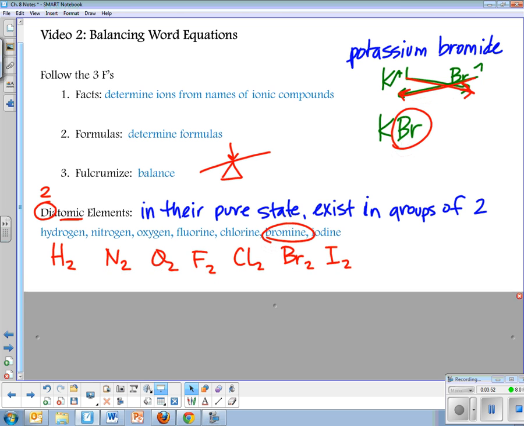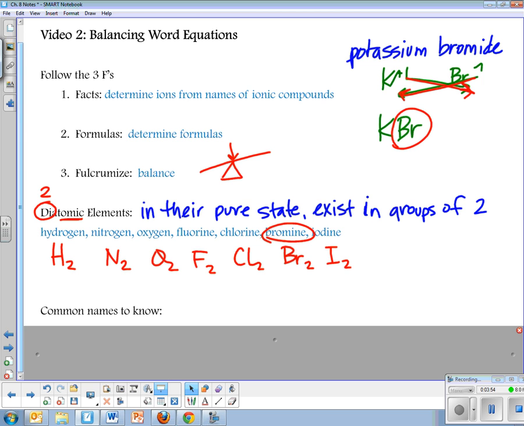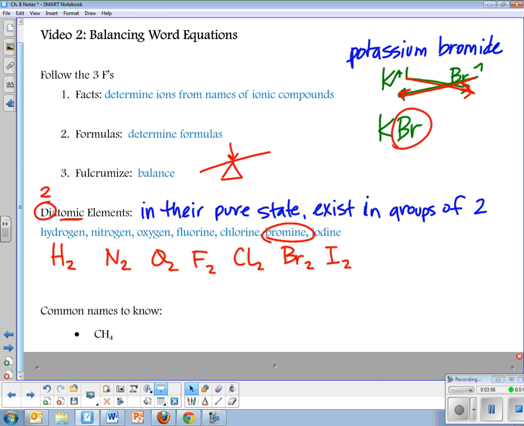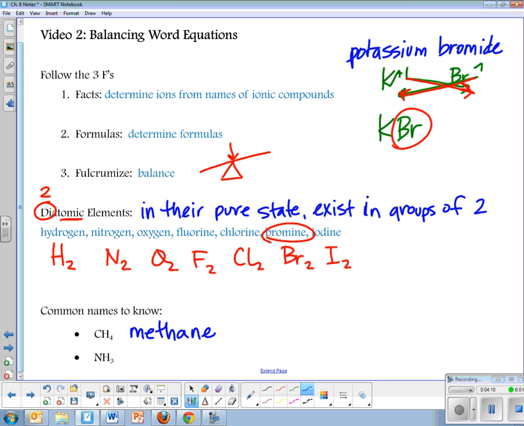2 other things, these names are things that you will have to know. CH4 you're going to see from time to time, and you're going to see the name. So you need to know CH4 is called methane. Okay? And another one you'll see is NH3, which is ammonia.